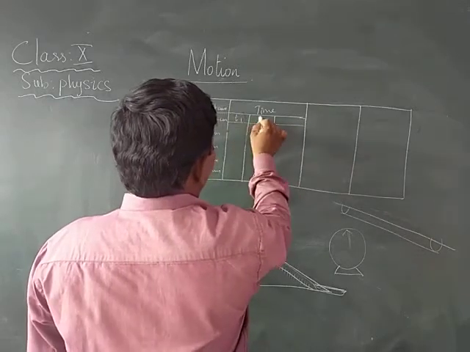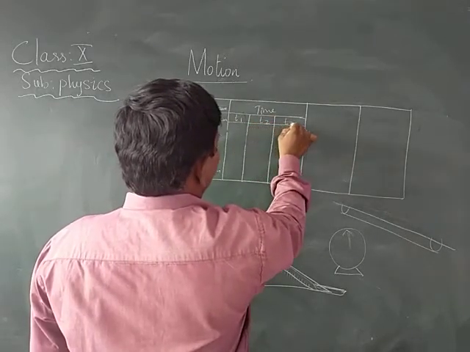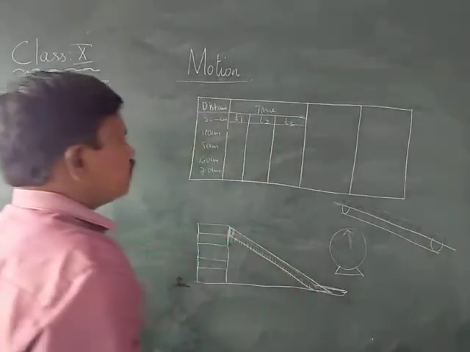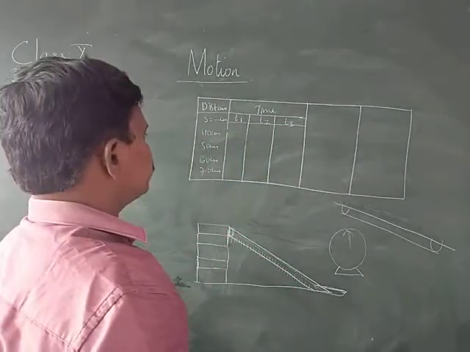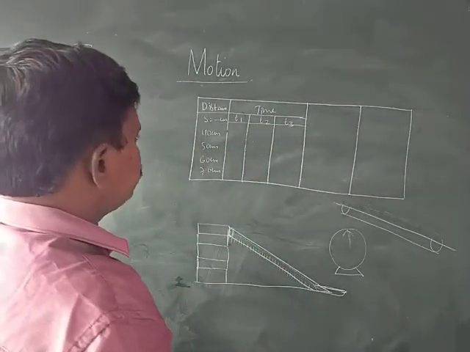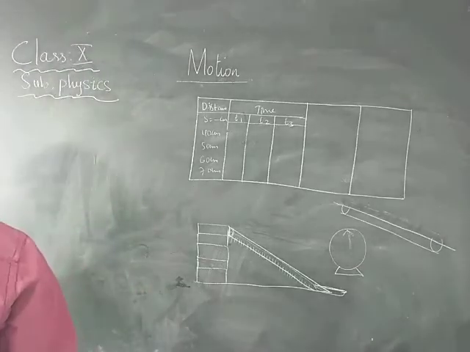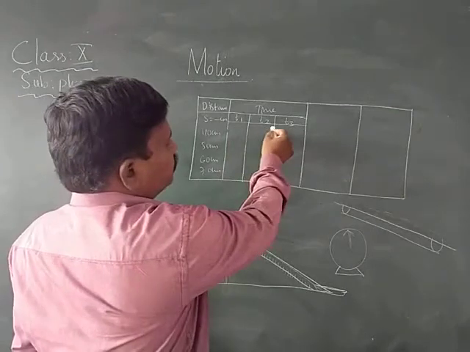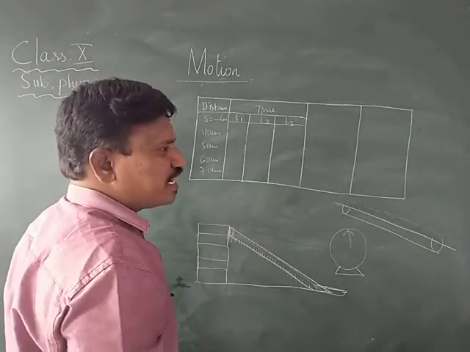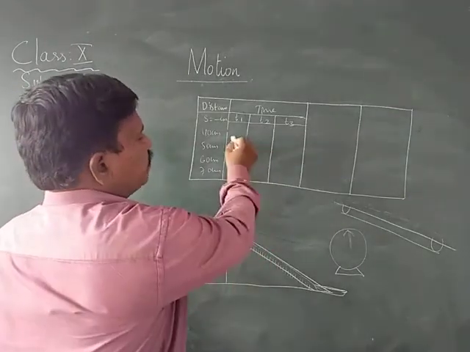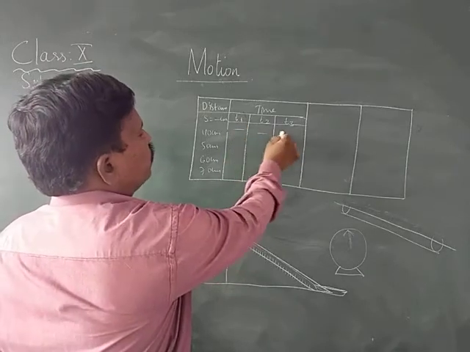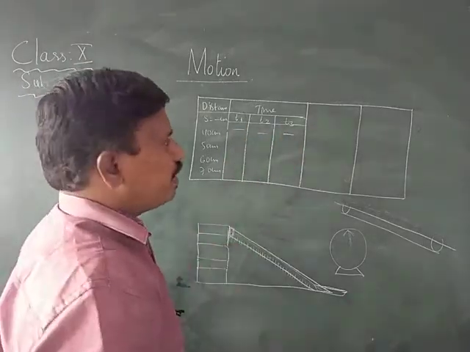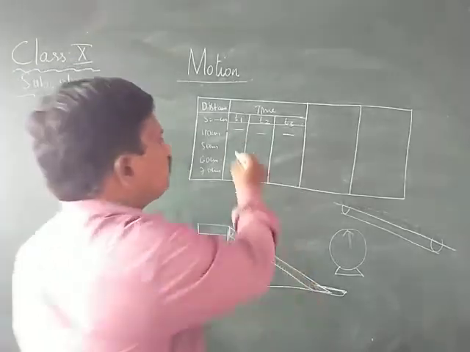That is T1, T2, T3. That is, trial 1, trial 2, trial 3. You should take it 3 times, and you should make a note of it. Then you should find the average of these 3.